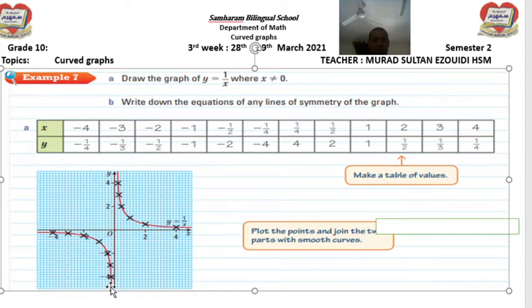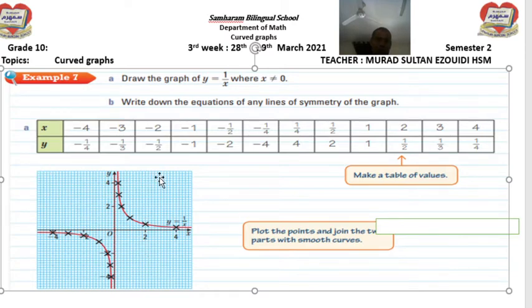So we draw the first branch of the hyperbola y equals 1 over x in the third quadrant. Why? Because the number 1 is positive. So just draw the first one in the third quadrant and draw the other symmetrically. Reflect this across the line of symmetry y equals minus x.